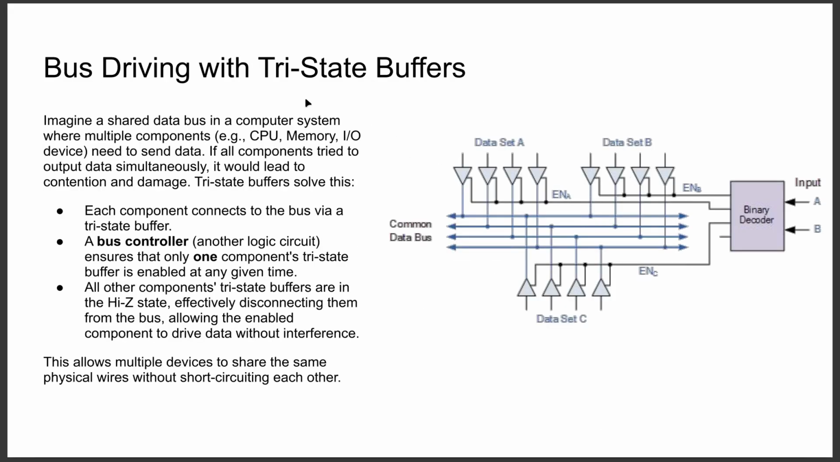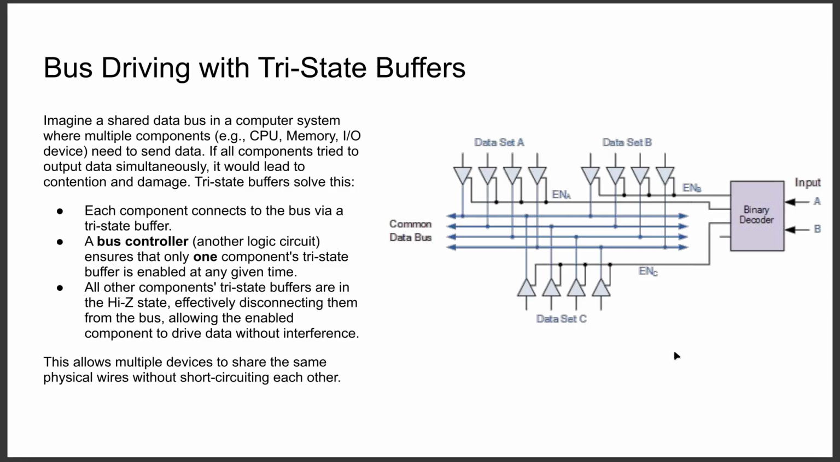A bus driven with tri-state buffers. Imagine a shared data bus in a computer system where multiple components need to send data. If all components try to drive data simultaneously, it would lead to contention and damage. Tri-state buffers solve this. Each component connects to the bus via a tri-state buffer. A bus controller ensures that only one component's tri-state buffer is enabled at any given time. All other components' tri-state buffers are in the high impedance state, effectively disconnecting them from the bus, allowing the enabled component to drive data without interference.